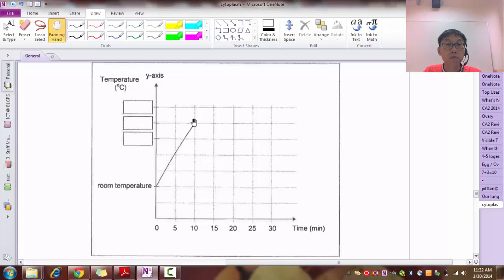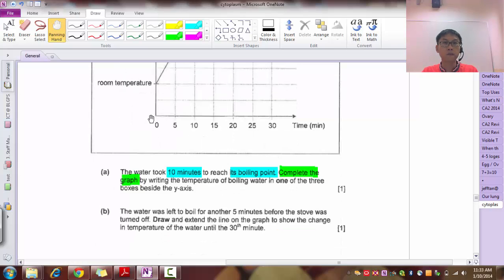So at this point here, what is the temperature? Yeah, the temperature is definitely 100 degrees Celsius, because the boiling point of pure water is 100 degrees Celsius. So you just put 100. Units not necessary because the units is already reflected here. Okay, so this is 100. Part A done. Let's look at part B.